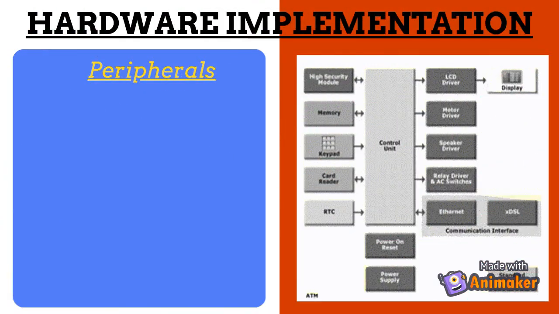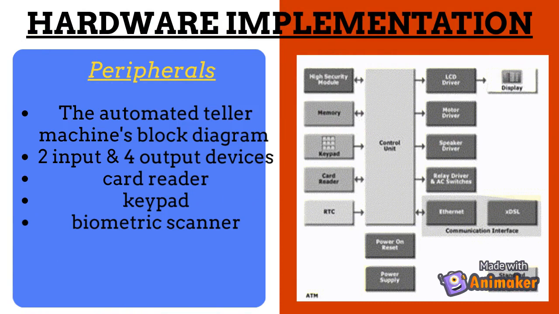There are 4 peripherals. First, the automated teller machine's block diagram primarily consists of 2 input devices and 4 output devices. Card readers and keypads are input devices, while speaker, display screen, receipt printer, and cash depositor are output devices. Second, the card reader, which initially identifies the account. Third, the keypad, which is used to enter passwords and select transactions. Next, biometric scanners such as an iris scanner to authenticate a user, who can choose either to use passwords or the iris scanner. And lastly, biometric scanners for voice.